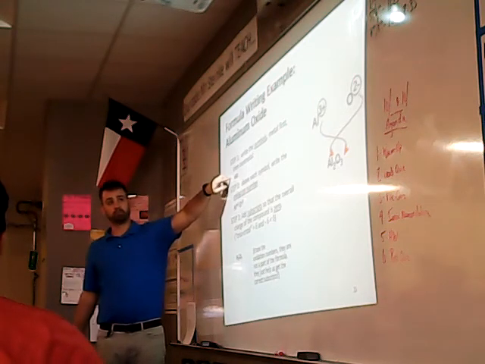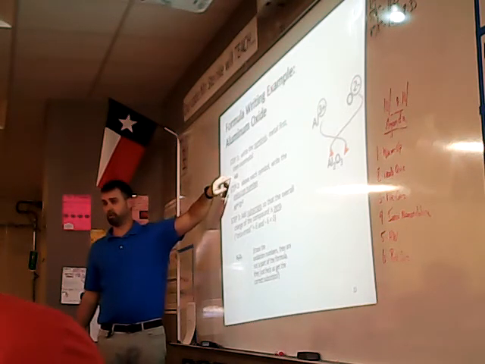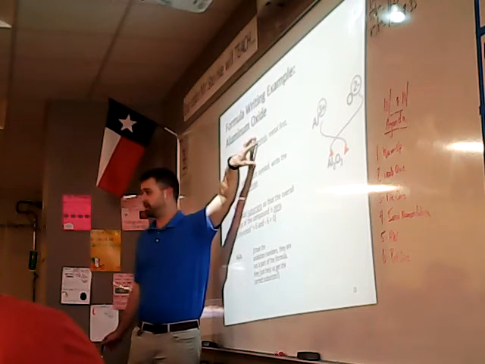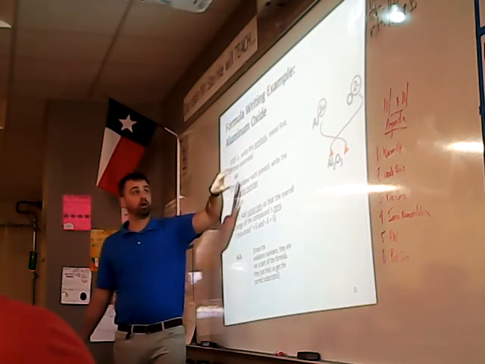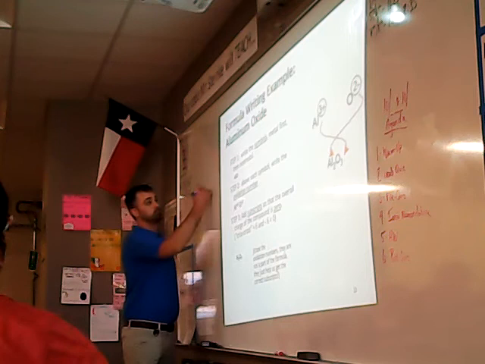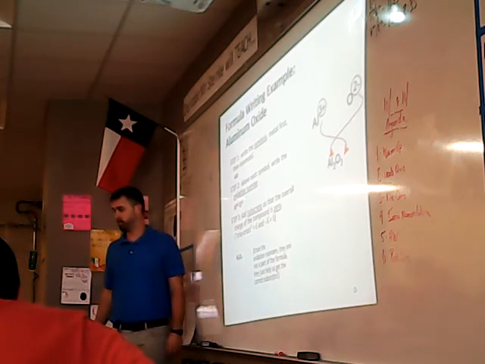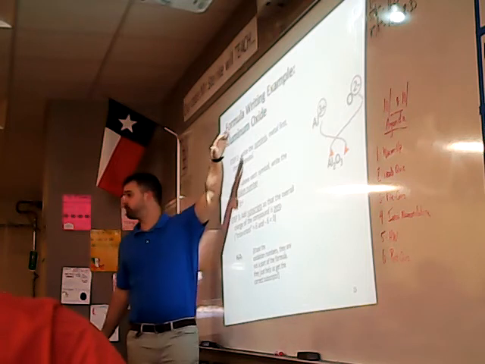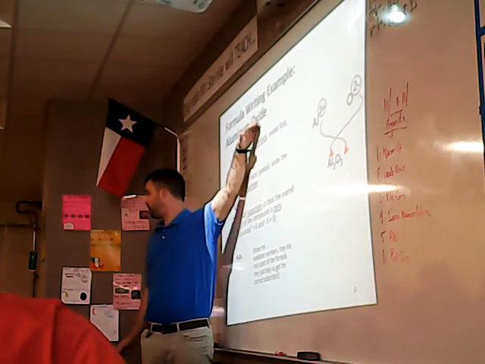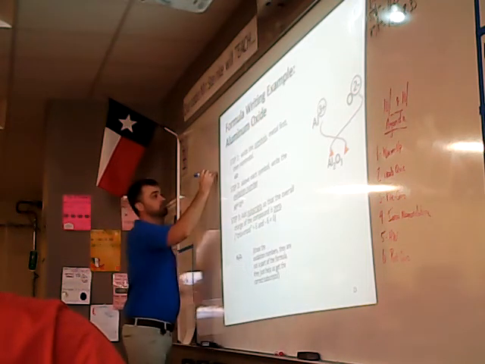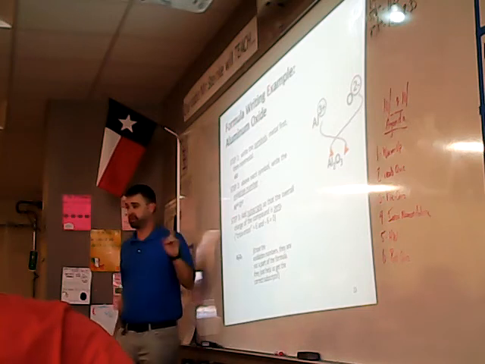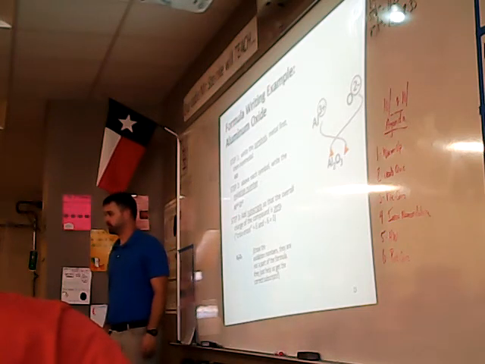Write the symbols, metal first, right? So, I want aluminum oxide into a formula. Aluminum symbol is what? Write down Al. Oxide comes from what? Oxygen. Write down O. That's step one. Not too difficult, right?